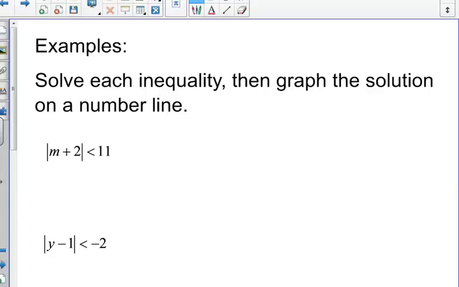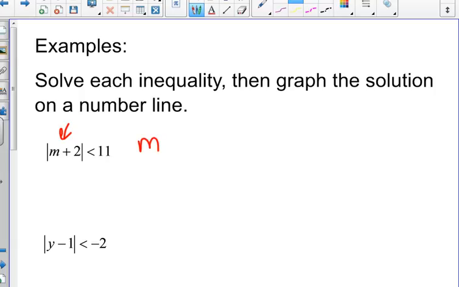Here's some examples on Chapter 5, Lesson 5 in the new algebra book on solving inequalities with absolute value. Okay, so it's just like solving equations with absolute value. To begin with, remember you always set it up. You could have two answers because this answer could be a negative or a positive 11 after you take the absolute value of it.